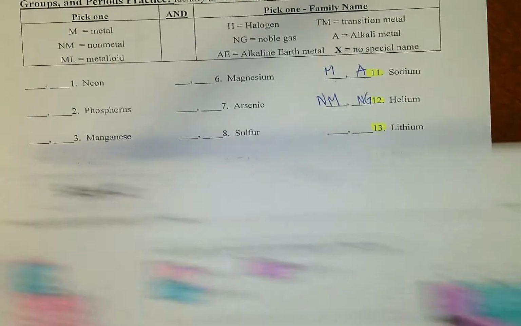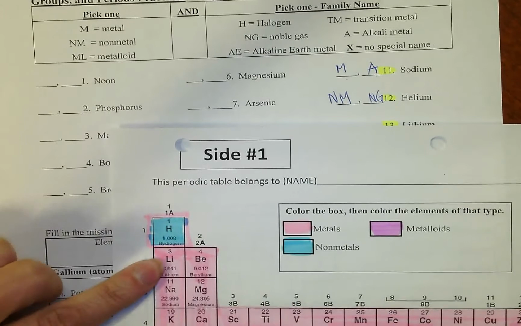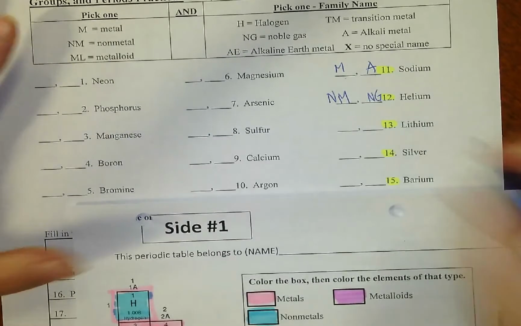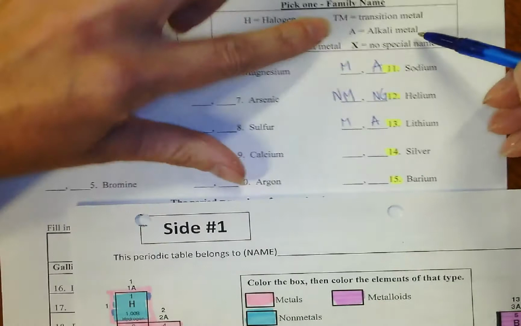Lithium is in the same family as sodium, so it's going to have the same answers as sodium. It's a metal, and it's an alkali metal. So A for alkali metal.